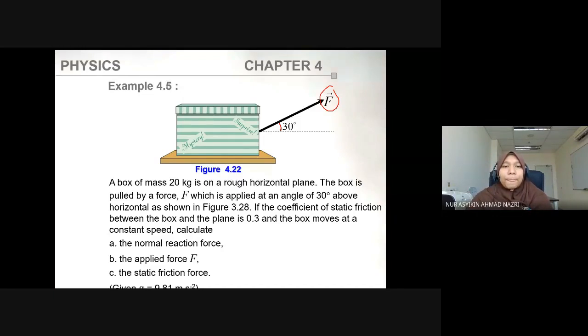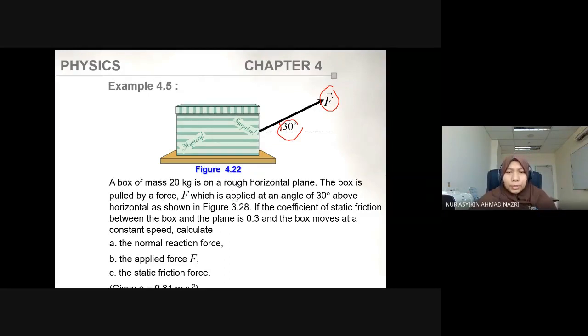Alright, so for this case, 20 kilogram box. Okay, so kita nak tarik. So biasanya bila box tu tinggi ni, takkanlah kita nak tarik sama level dengan dia kan. Nanti kita penat pula. So kita tarik ikut keselesaan kita. So we give an angle here which is 30 degree above horizontal. Above horizontal, pull by a force.